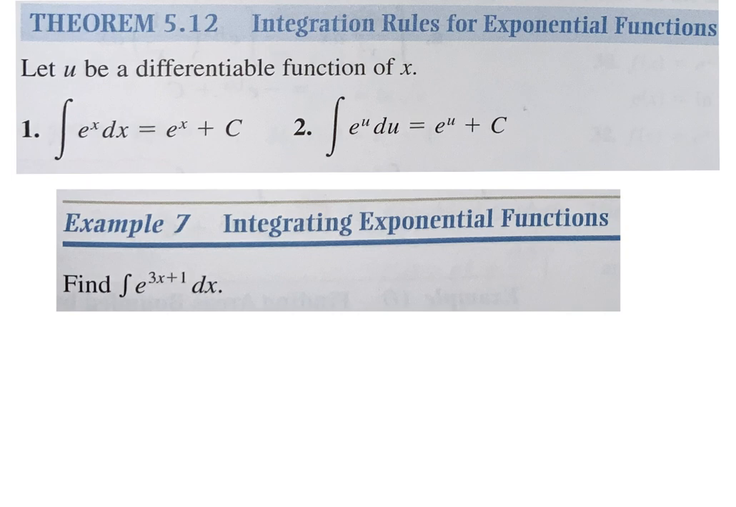Integrate the exponential function e to the 3x plus 1. Well, what is my u? We're going to set my u up as that exponent. My u is 3x plus 1. My du would then be 3dx.